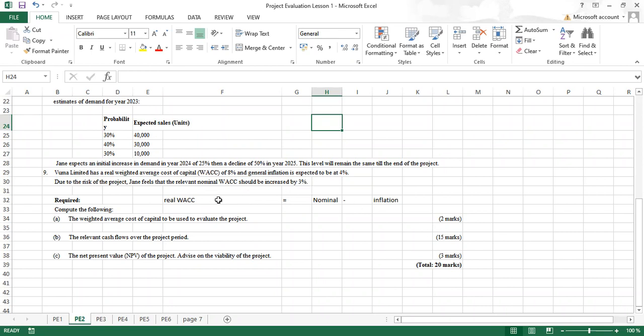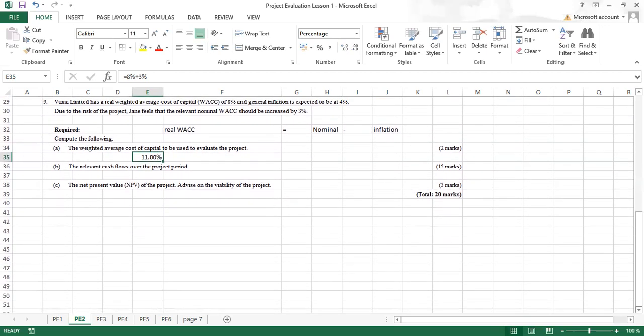So to get nominal, it will be real plus inflation, but now we'll add 3%. We'll not use the 4%, due to the risk of the project. So it is equal to 8%, sorry, 8 plus 3. This 3 is what we should increase by 3%. Control enter. So that's it.